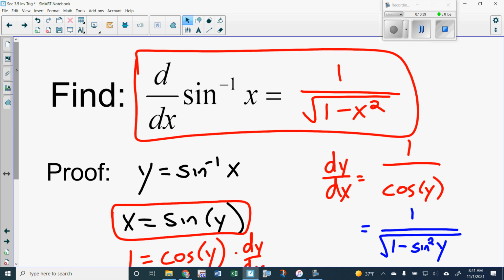And this, I think, when you look at it, kind of blows your mind from this standpoint. You're taking the derivative of a trig function, and your answer has no trig functions in it. That just kind of doesn't make sense. So I went through this so you can see where that comes from. Okay? All right.